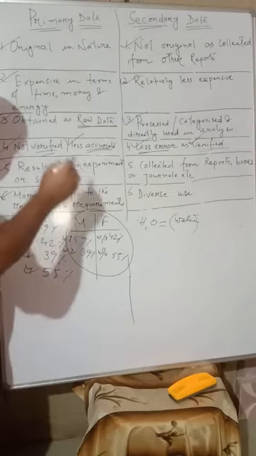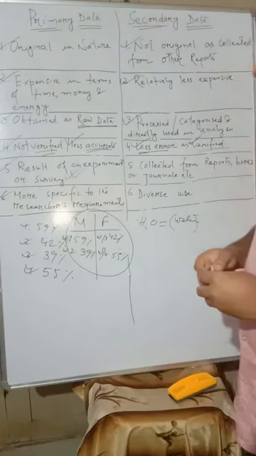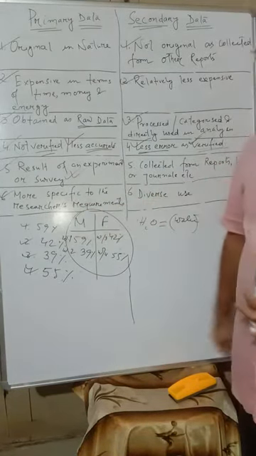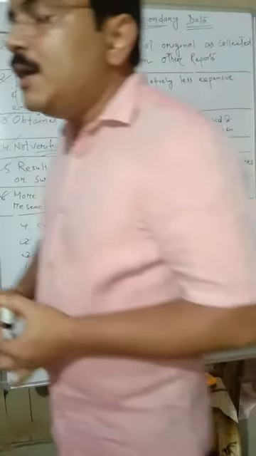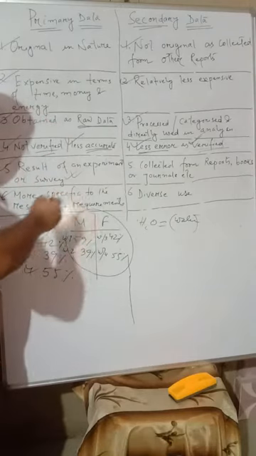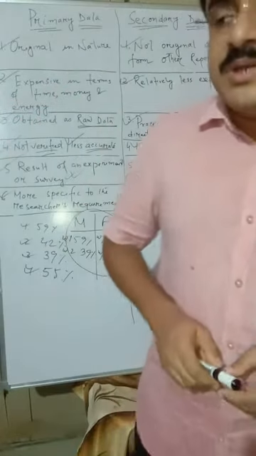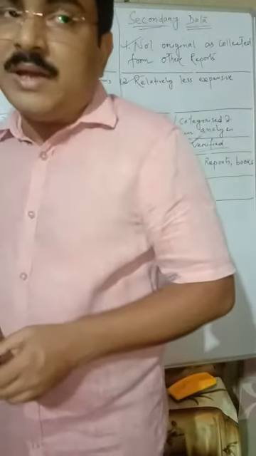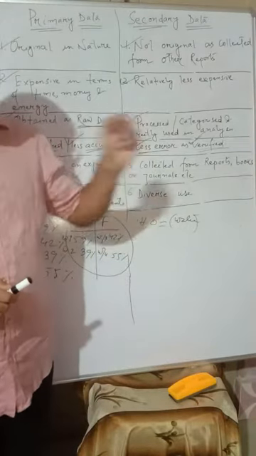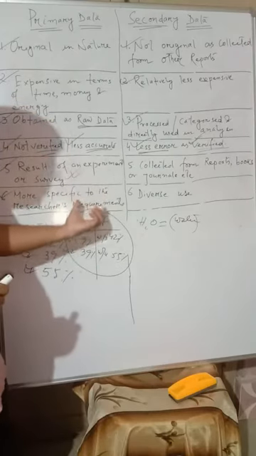Now the point 6 difference is that the primary data is more specific. Why is it more specific? Because according to the researcher's requirement, according to the investigator's requirement, that data is collected specifically. So it is more specific to the researcher's requirement. Suppose in my investigation I am going to study the literacy status in Hailakandi district or in Hailakandi town, then according to requirement I am collecting information from those households who will fulfill my requirement.